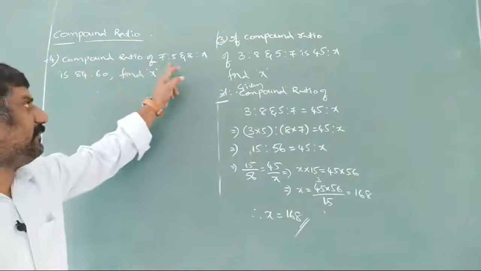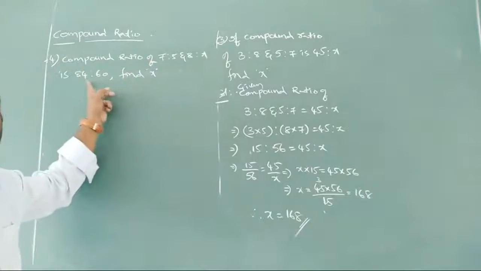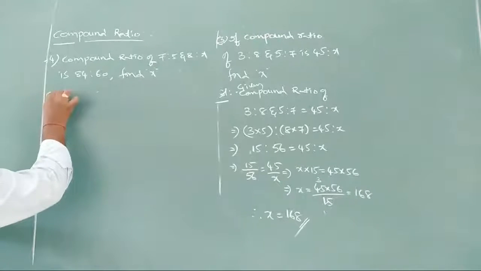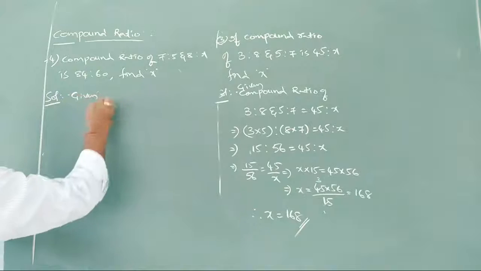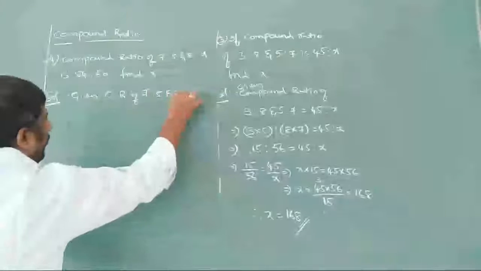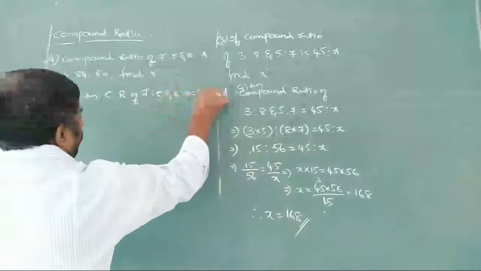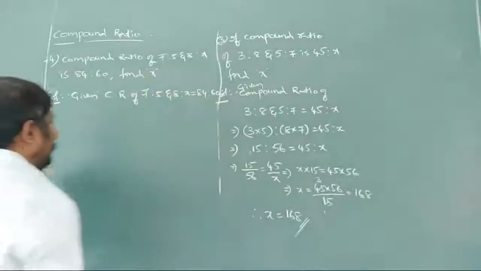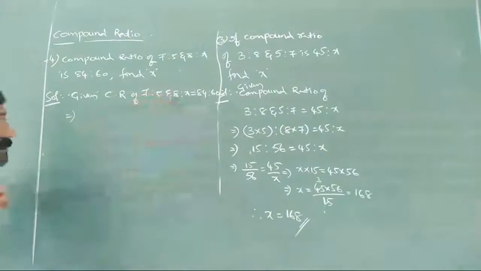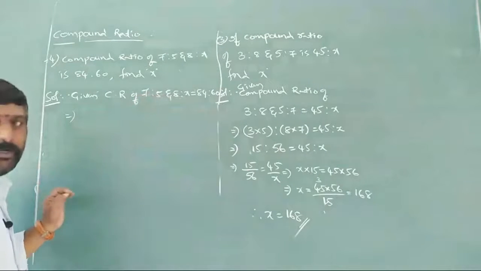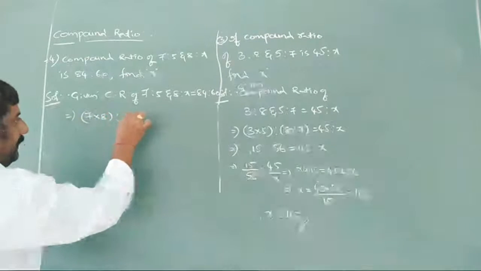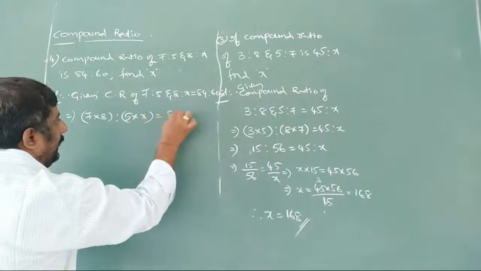Compound ratio of 7 is to 5 and 8 is to x is nothing but 84 is to 60. We need to find x value now. Given compound ratio of 7 is to 5 and 8 is to x is equals to 84 is to 60. What is compound ratio? Product of first terms to product of second terms. So what we can write, 7 into 8 is to 5 into x is equals to 84 is to 60.